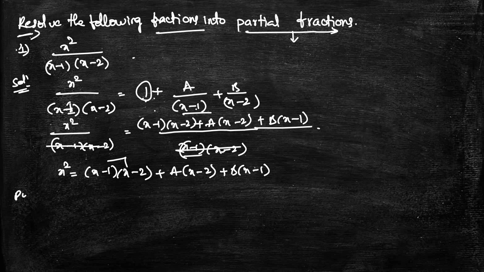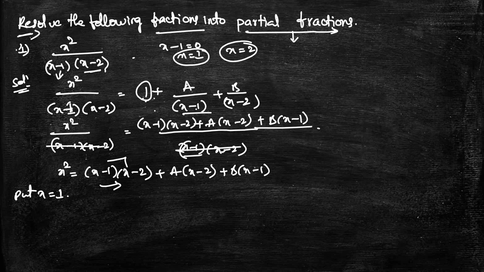Here I will put x is equal to 1 in this equation. Why am I taking x is equal to 1? From this factor, x minus 1 is 0 when x is equal to 1, and x is equal to 2 will come from the other. These two values I will substitute in this equation, then I will get the a and b values. That's why I am taking x minus 1 and x minus 2.